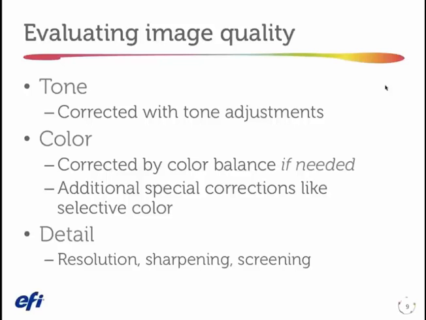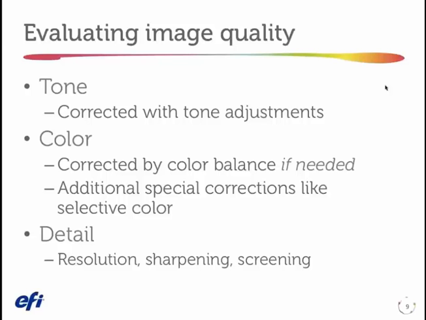The second thing we consider, of course, is the color. Here we might adjust color balance if needed, as in the example I showed you in the last slide. There are some other special corrections we do, and we'll touch briefly on those. Finally, we'll talk about detail.